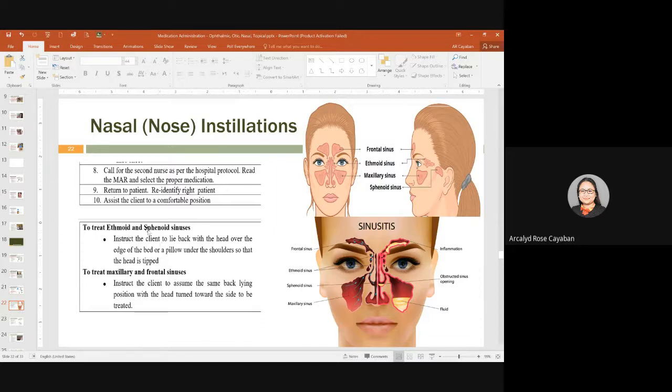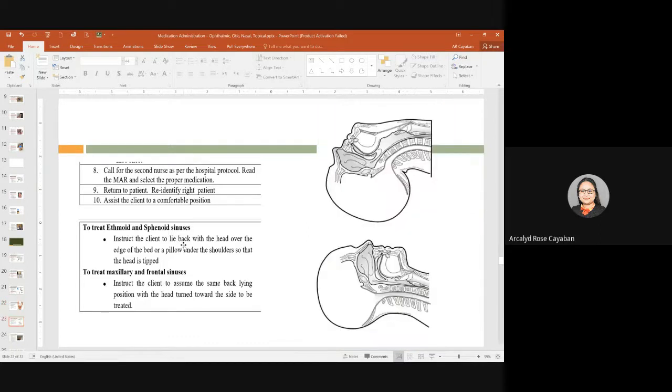If you notice for ethmoid and sphenoid, we instruct the client to lie back with the head over the edge of the bed, or a pillow under the shoulders. The pillow will be here, okay? So that the head will be tipped, meaning to say the head will be hyperextended.